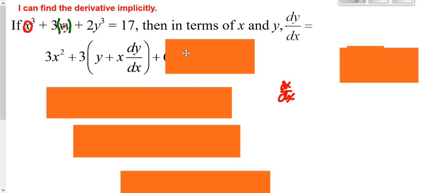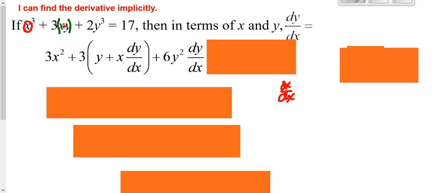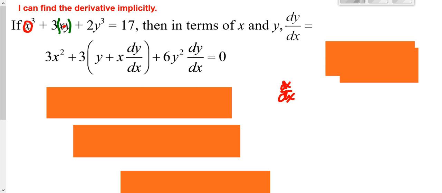Then we go plus, and we'd have to do the derivative of this right here. So you put the exponent in front, decrease it by 1, then you'd have to do the derivative of the inside, derivative of y with respect to x, equals, we do the derivative of the right-hand side, derivative of a number is 0. So I think at this point, I would go ahead and just distribute through to get rid of my parentheses.